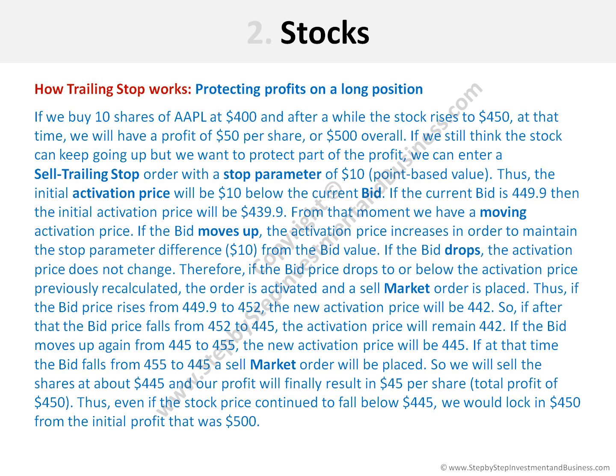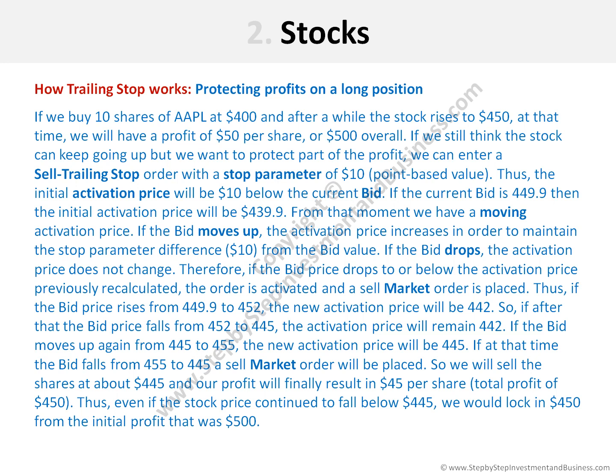So, if after that the bid price falls from $452 to $445, the activation price will remain $442. If the bid moves up again from $445 to $455, the new activation price will be $445. If at that time the bid falls from $455 to $445, a sell market order will be placed. So we will sell the shares at about $445, and our profit will finally result in $45 per share, that is, a total profit of $450.